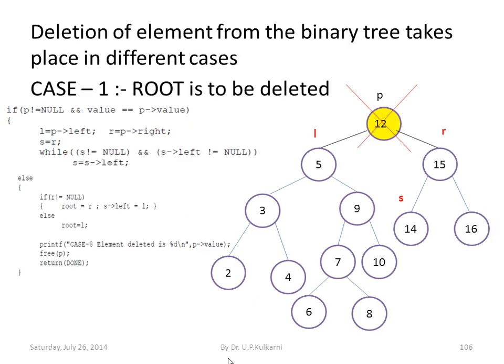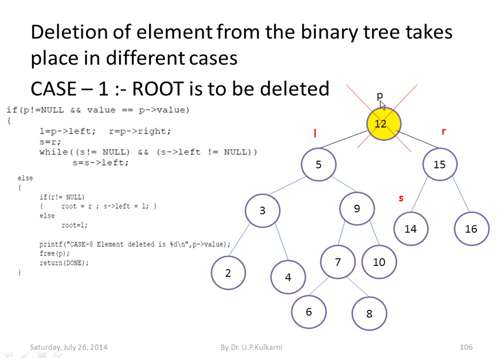Now consider again a different situation. Case number one is the root is to be deleted. Now consider that the message "enter the element to be deleted" appears on the screen and you type 12, and that 12 is there in the root node. So we want to delete this particular node. Now what we do is we make L point to the left of that node which we want to delete, which is being referred by P.